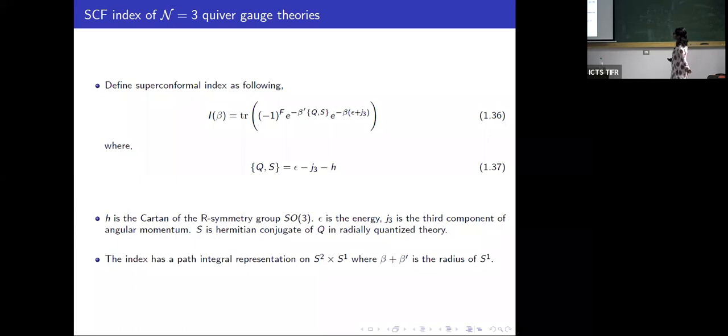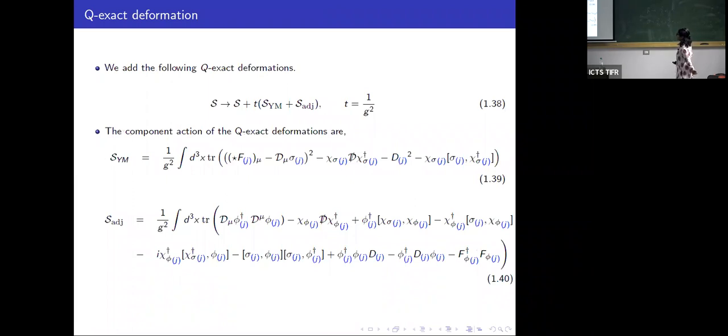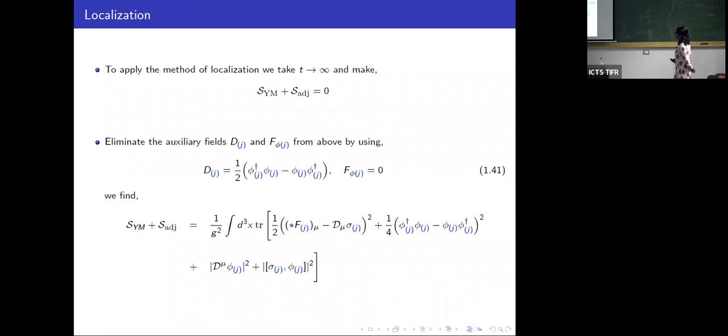Okay. So, now because this theory, as we have seen before, is strongly coupled, we introduce this Q exact deformation in the same way as before, which is S Yang-Mills and S adjoint. We need to add S adjoint also to preserve the supersymmetry. And these two terms are F terms and D terms of some superfield. So they are Q exact terms. So we introduce these deformations to the theory, and then what we do is we find the localization manifold, which is found by setting this S Yang-Mills plus S adjoint to 0.